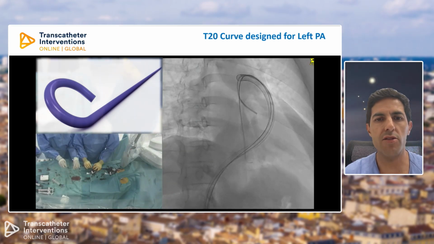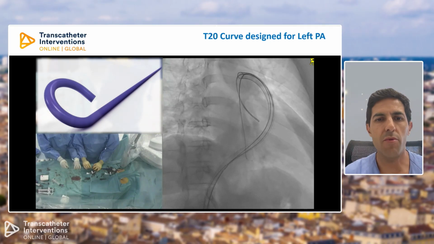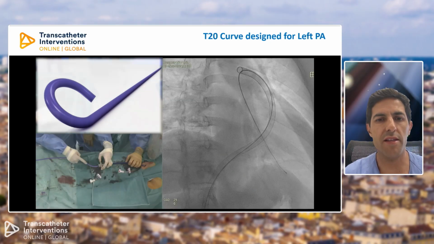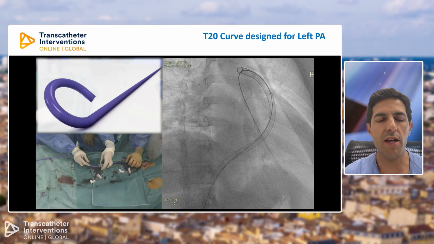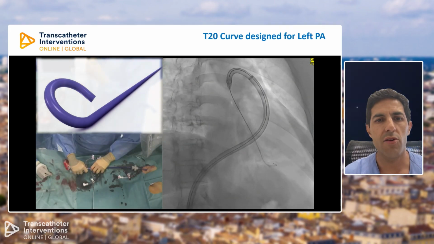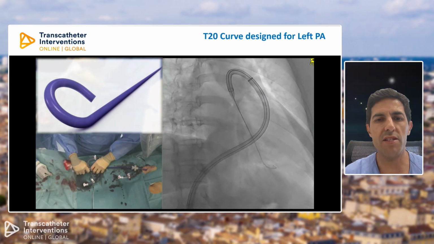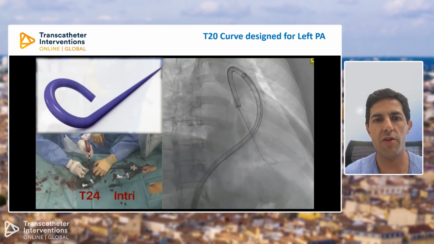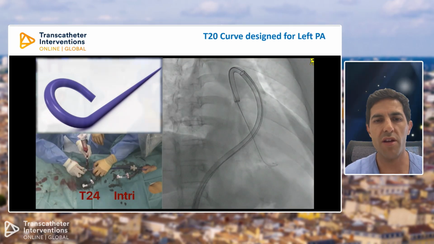You can see that there is some thrombi over there at the inner curvature. This is very difficult to reach with the T24. It is a little bit stiff. So what we are doing here is to put the wire in a better oriented branch, and then we are introducing the T20 curve. Okay, and then you play with the distance from the tip of the T20 curve to the tip of the T24. So if they are too close, you will not have a curve.